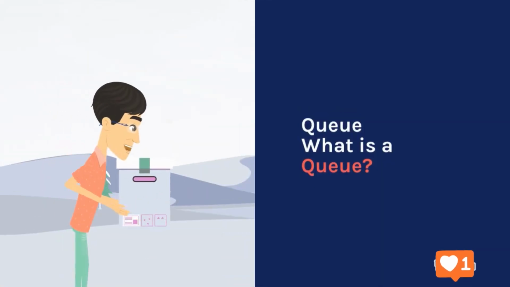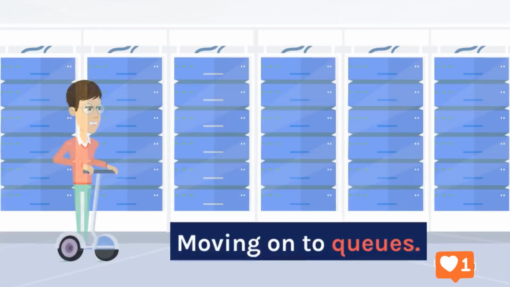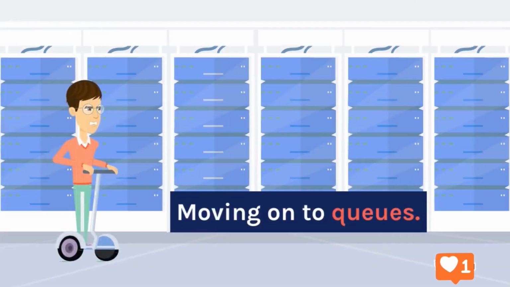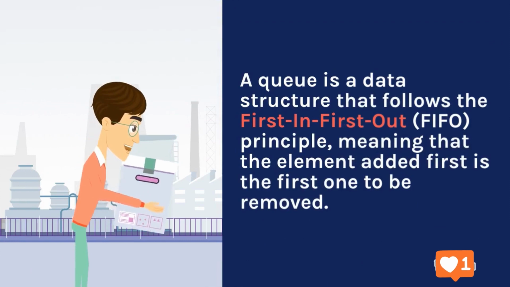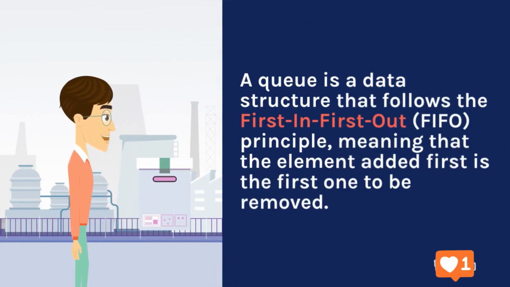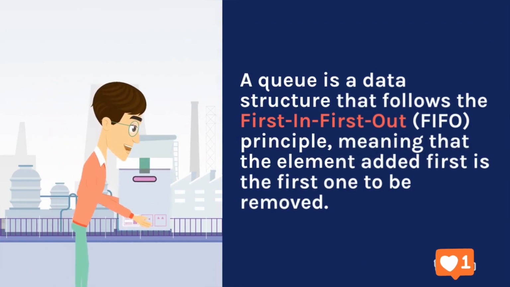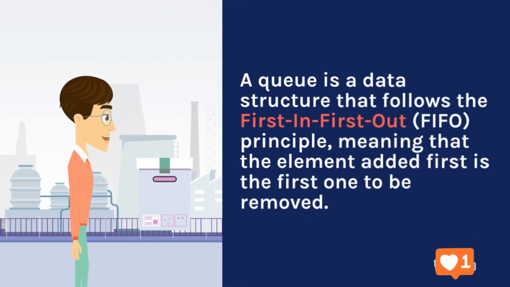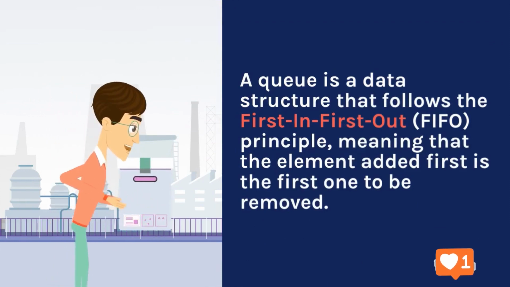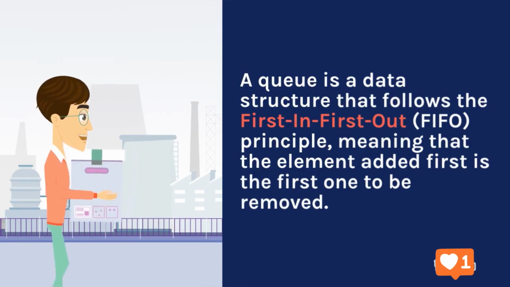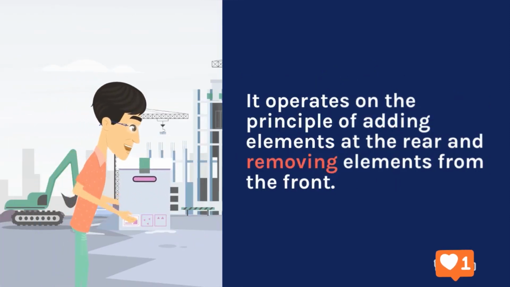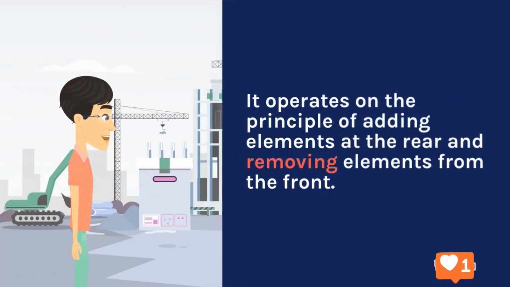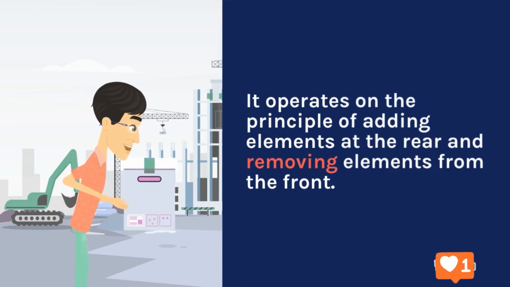Queue. What is a queue? Moving on to queues. A queue is a data structure that follows the first in first out, FIFO, principle, meaning that the element added first is the first one to be removed. It operates on the principle of adding elements at the rear and removing elements from the front.